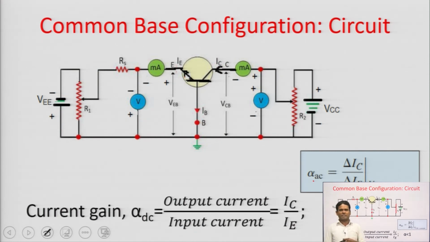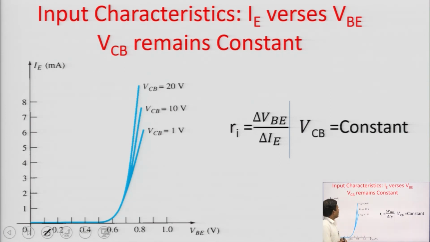Now, I am going to discuss the input and output characteristics of the common base configuration. To draw them, we need to design the circuit. This is the experimental circuit diagram, and we have connected 4 meters, as I already discussed. Now, I will draw the input characteristic, between input current and input voltage, that is IE versus VBE. We draw 3 curves for various output voltages: VCB equal to 1 volt, VCB equal to 10 volt, and VCB equal to 20 volt.